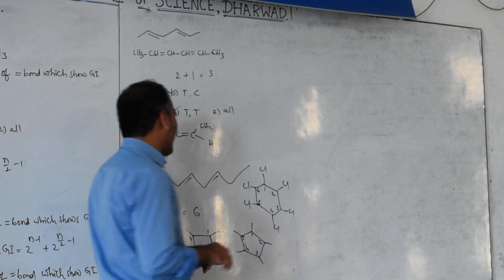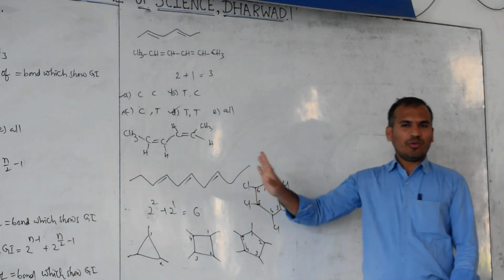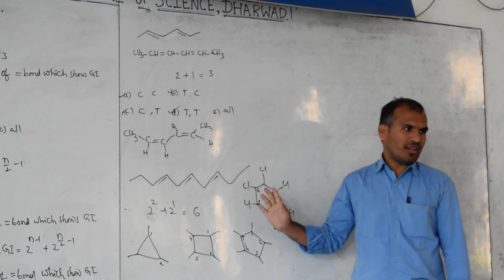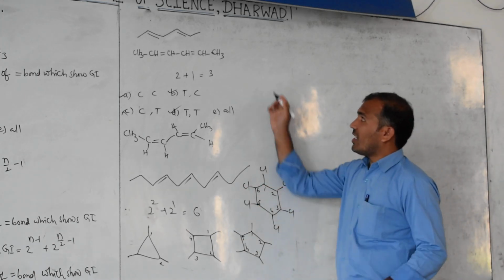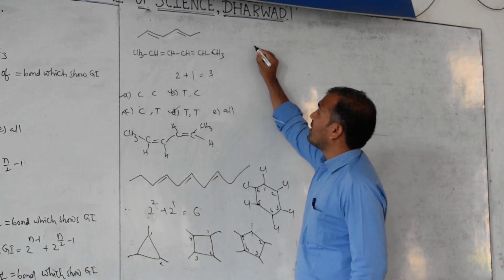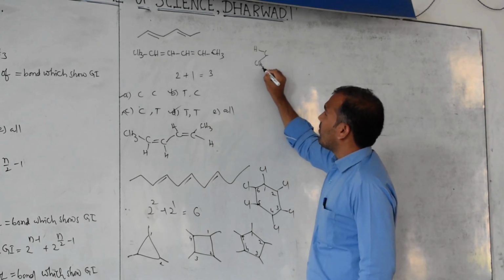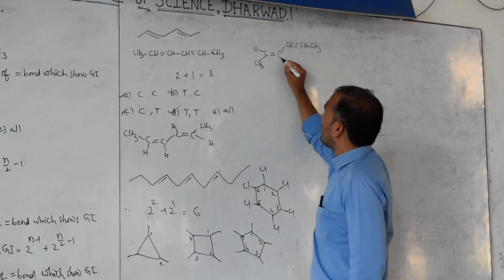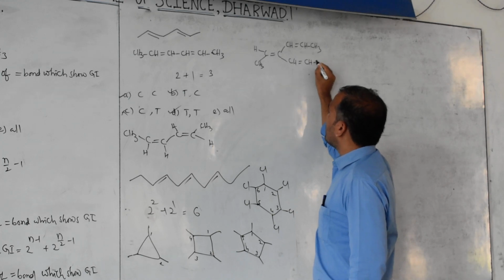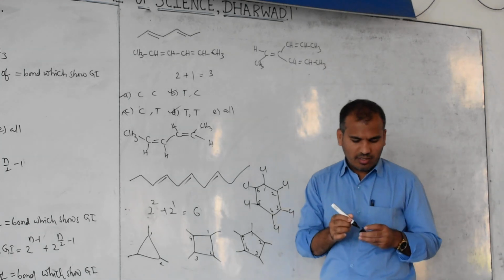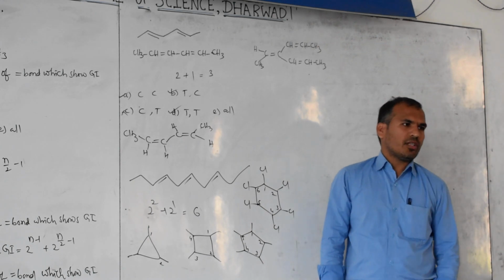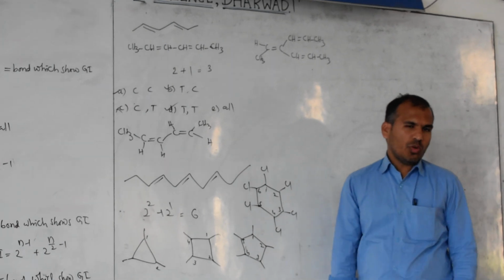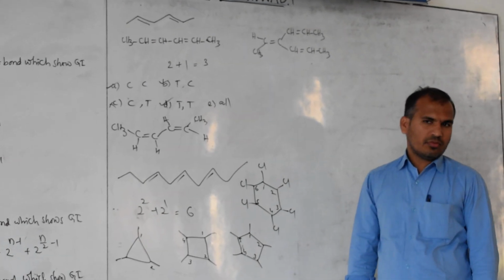So, now we know how to calculate geometrical isomerism for double bonds given like this. Clear? Last class I gave one example: CH3 double bond CH double bond CH double bond CH3. For this, how many geometrical isomers are possible?